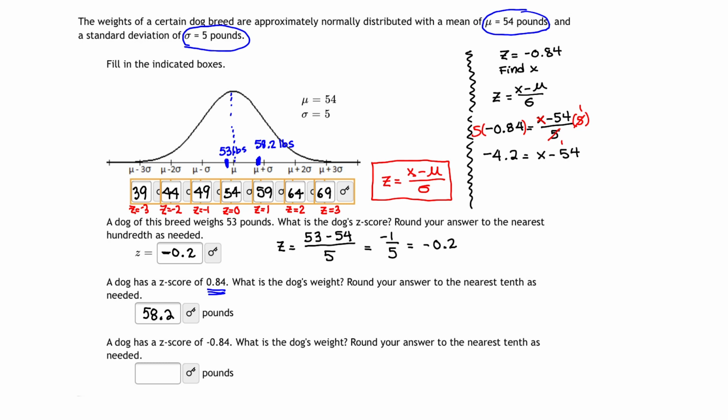And now we're going to add 54 to both sides to clear it out from the right and the left. And when I add 54 to both sides, that tells me that x equals, and this time instead of adding 4.2 to 54, I'm actually taking 4.2 and subtracting it from 54. And that's going to give me 49.8.